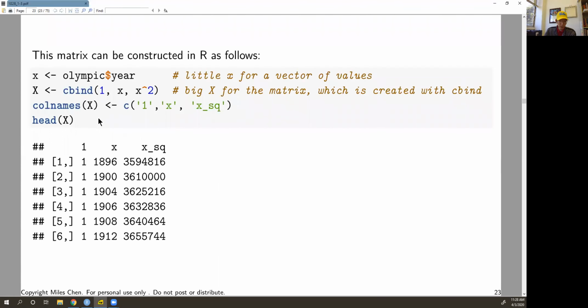And this is what it will look like for the Olympic data. Here's my column of ones, here's my column of X, which is the year in which the Olympics were held, and this is the column of X squared values.